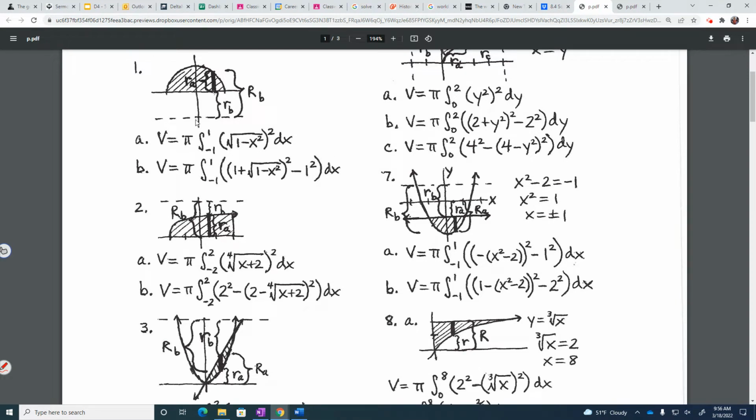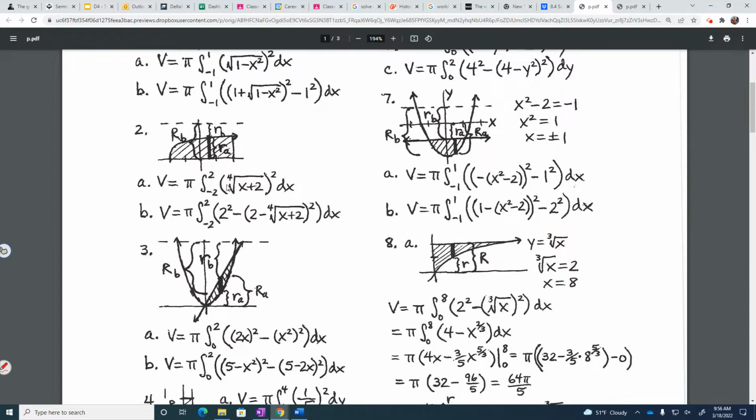So your first one, this was basically the disk. It would just be the radius, which is just the function squared. Part B then is washer, because we have a different axis there. We're at -1, so the outer is just the function plus 1, and the inner would then just be 1. Outer squared minus inner squared.